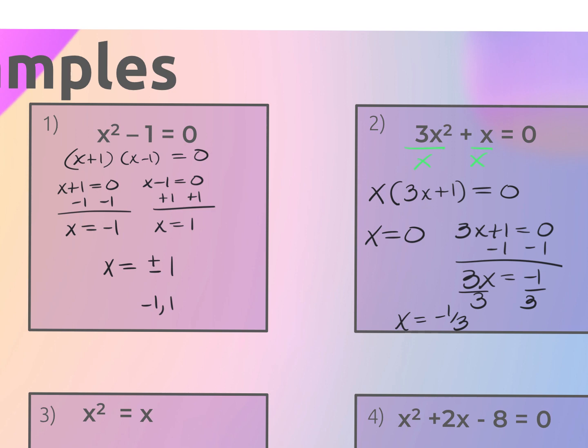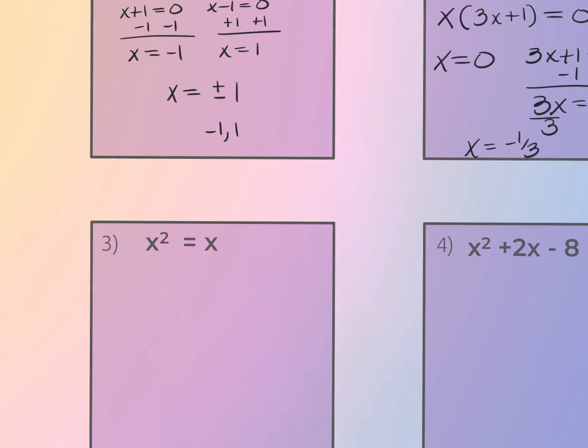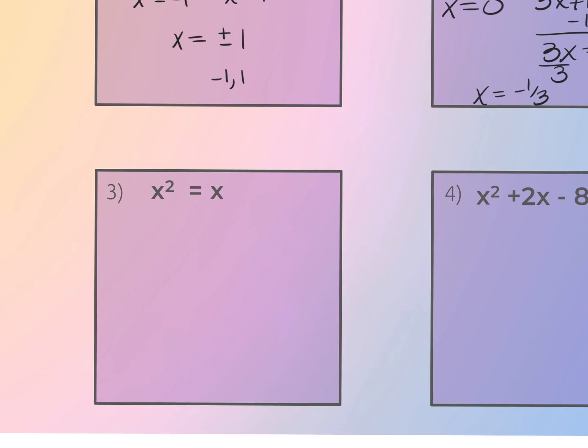All right, so let's try the next one. Again, you need to set your equation equal to 0. So I need to subtract x from both sides. So if I subtract x here and here, I now end up with x squared minus x equals 0. I need to look for my greatest common factor. My GCF is x, so I can divide both of these by x.